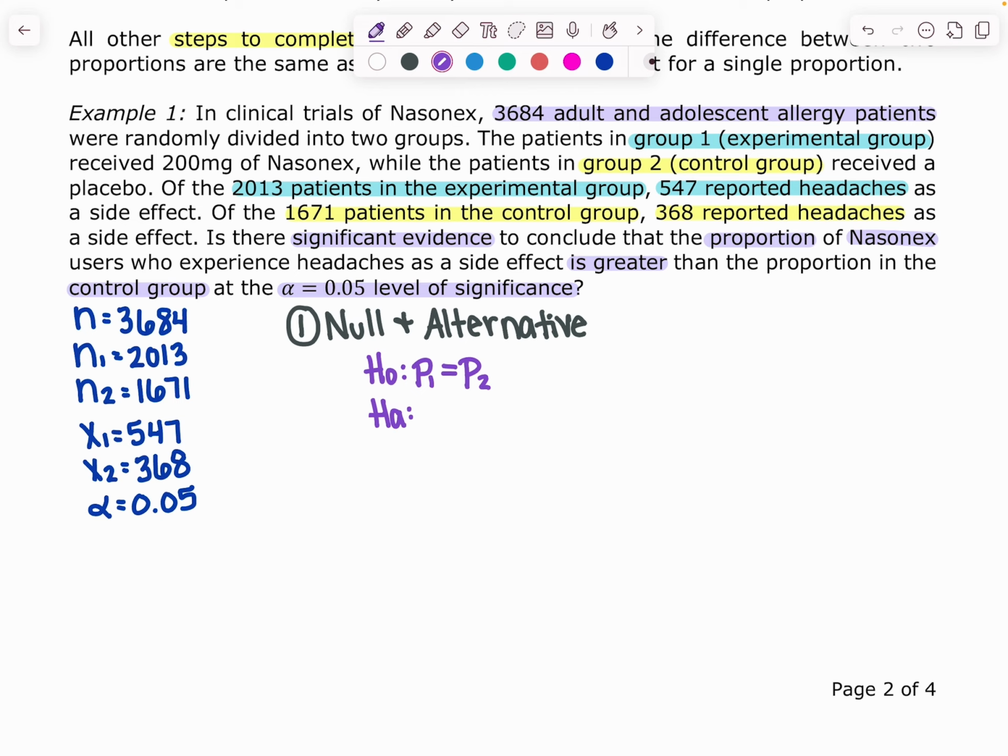And then we want to know, is P1 greater than P2, where 1 is the experimental group and 2 is the control group. And I've been consistent about putting 1s next to all the numbers for the experimental group and 2s next to all the numbers for the control group.